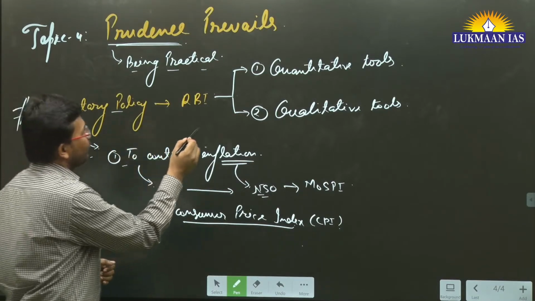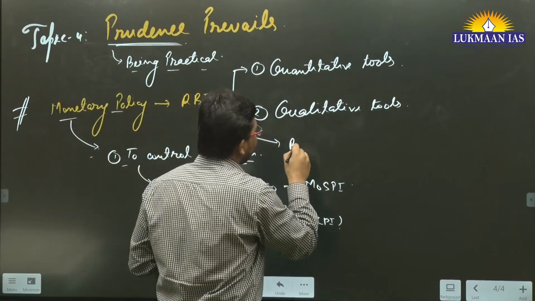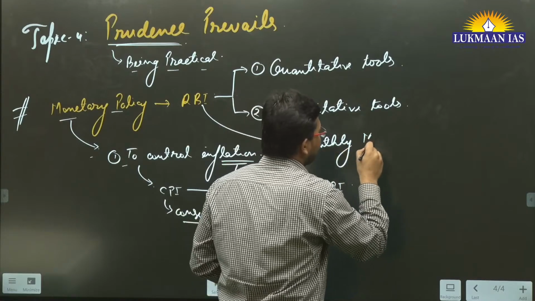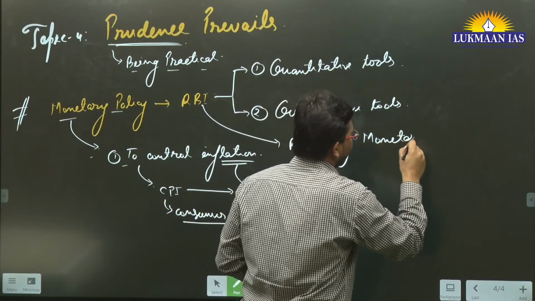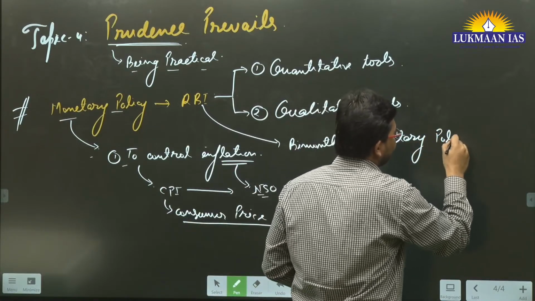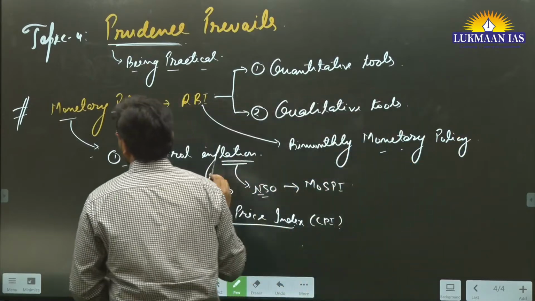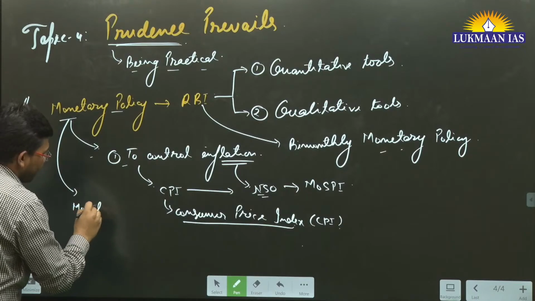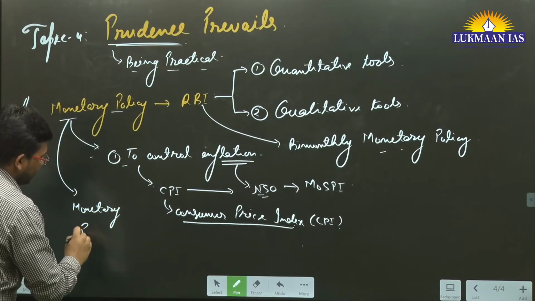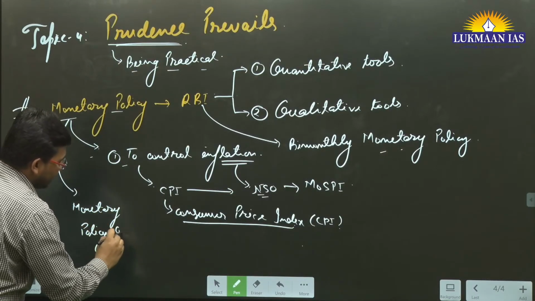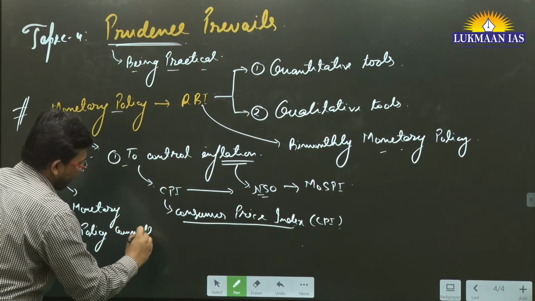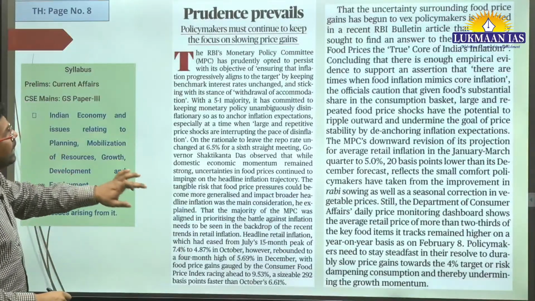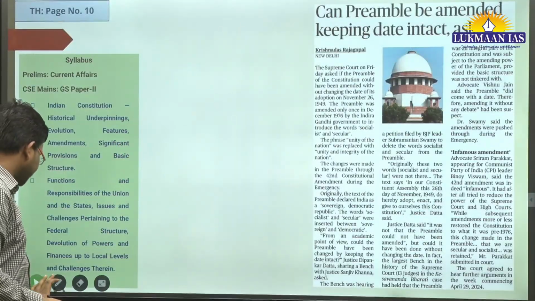Okay, so RBI comes up with what? It comes up with bi-monthly monetary policy, right? Monetary policy review or monetary policy. And Reserve Bank of India does have a Monetary Policy Committee for this purpose. This is the thing. So having understood this, now let us quickly move to the next article.